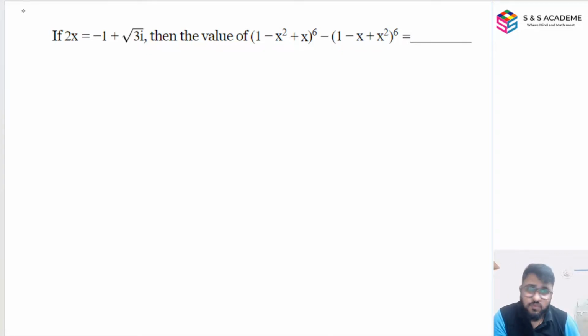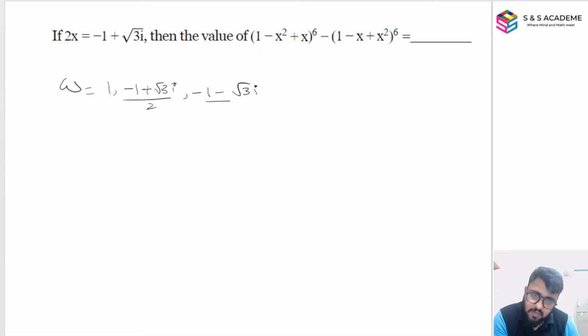Now we are going to do this question, which is actually question number 62 in CENGAGE for JEE Mains edition 3 under complex numbers. All right, so here as you can see, 2x equals minus 1 plus root 3i. So before we get on to what that is, we have to know that omega is equal to 1, minus 1 plus root 3i by 2, minus 1 minus root 3i by 2.